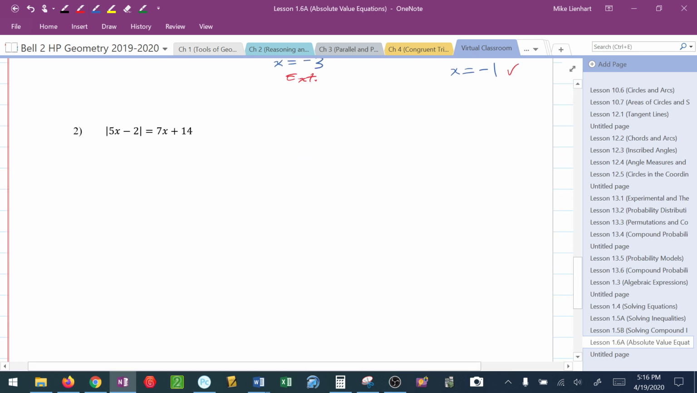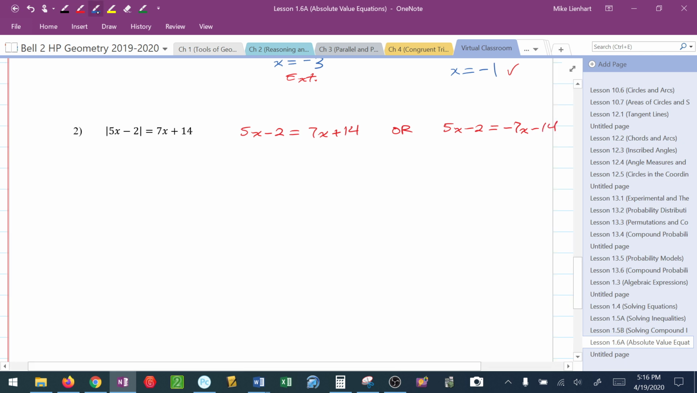All right, so let's try one more like this just to make sure you guys got it. 5x minus 2 is solved. It's already inside the absolute value. We're good. I'm going to apply the definition that says 5x minus 2 equals 7x plus 14, or 5x minus 2 is equal to the opposite of 7x plus 14, which would be negative 7x minus 14.